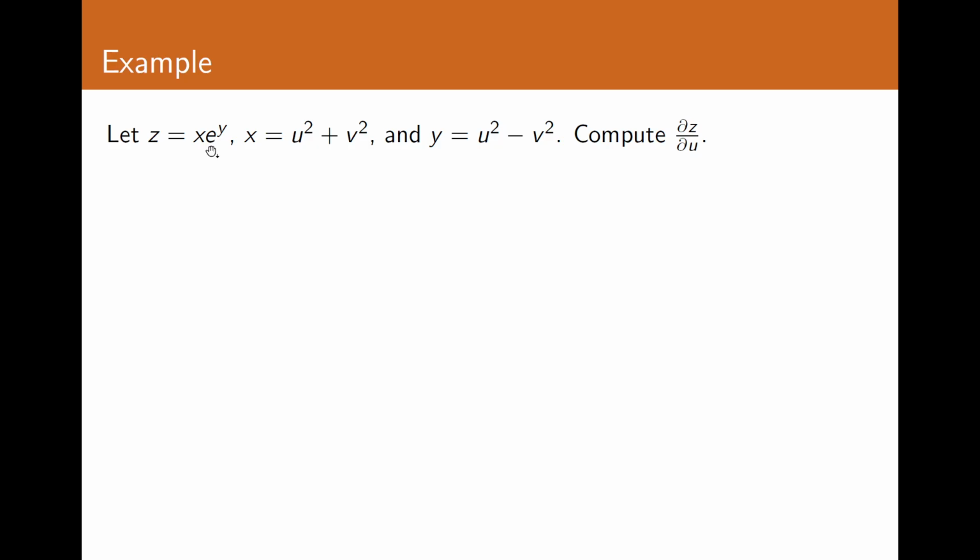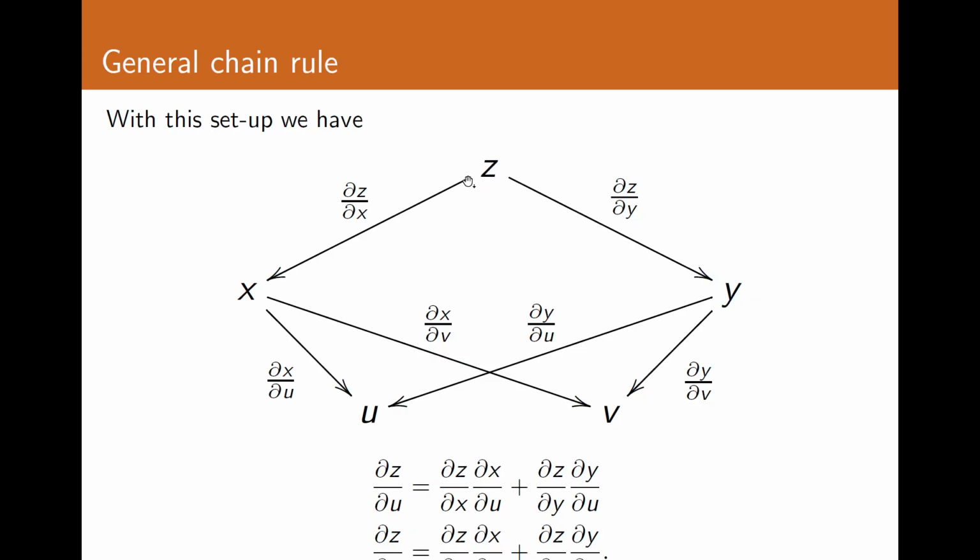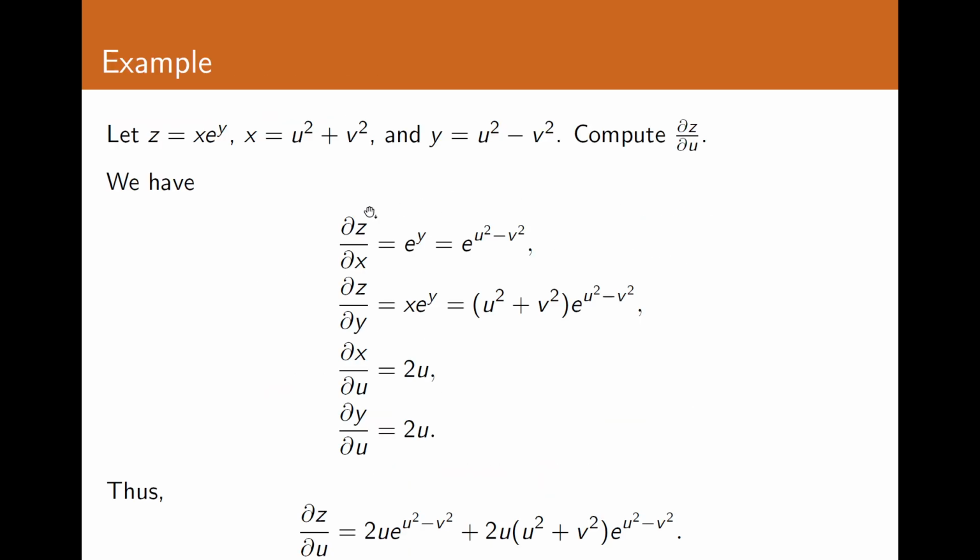So let's let z be x e to the y, x be u squared plus v squared, and y be u squared minus v squared. And let's compute ∂z/∂u. Right, so we're going to do ∂z in this direction and in this direction. And we're going to completely ignore the v, other than the fact that since it's there, it makes everything partial derivatives. So we do all of our calculations here.